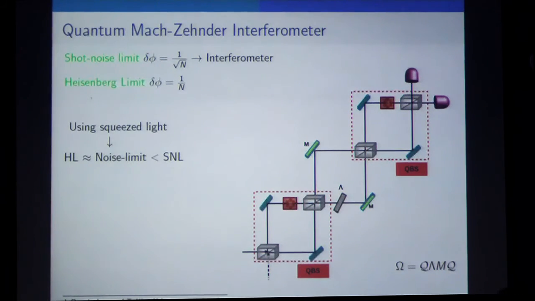And finally, I want to mention one more thing. This nonlinear Mach-Zehnder interferometer is a proposal to improve the measurements in the laboratory. For example, when we use an interferometer with one state at the input, at the output of this interferometer we have the shot noise limit. There is another limit, which is the Heisenberg limit. This is the best of the best in the measurements.